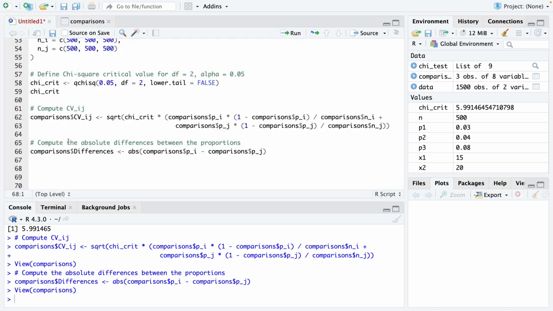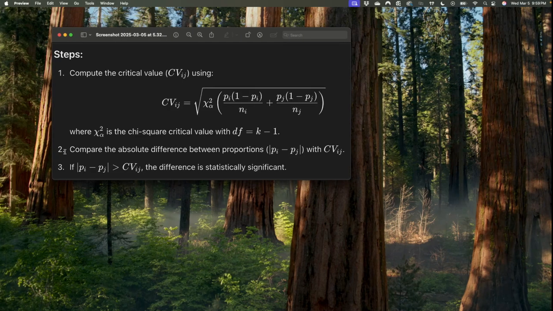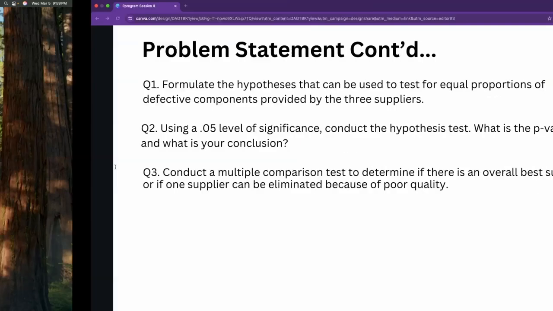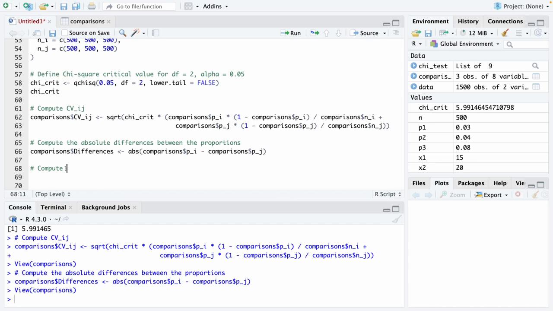So the next thing we want to do is to compute. So the final thing is to do step 3, which is to do that comparison between our absolute difference and the critical value, right? So this shouldn't be compute, this should be compare the differences with CVIJ.